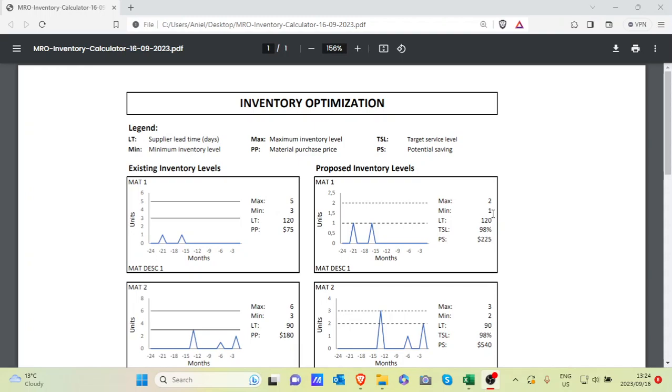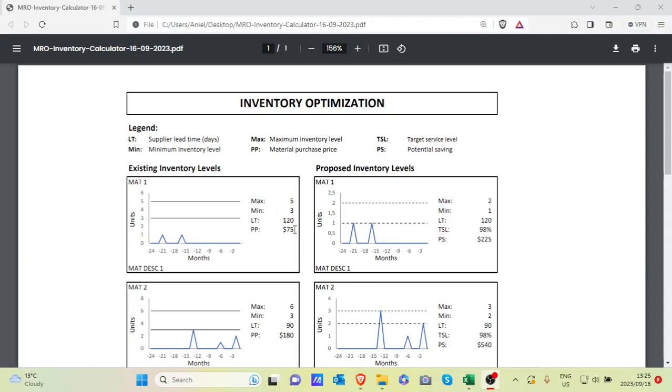And if we can maybe just quickly talk through this report. On the left-hand side, you can see, for instance, I've got a material here. I've just called it material 1. That will typically be your material code, and at the bottom, your material description. And these are the existing inventory levels for this particular material. We can see that in the past, 1 or 2 units were issued, but the inventory levels for this part are set to be 3 and 5. The lead time is 120 days, which is 4 months, and the purchase price of this material is $75.